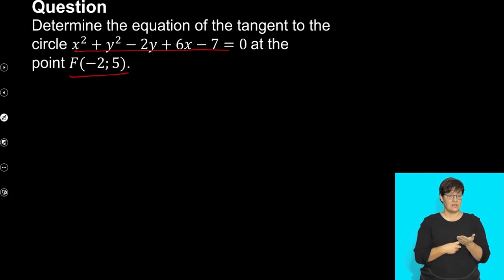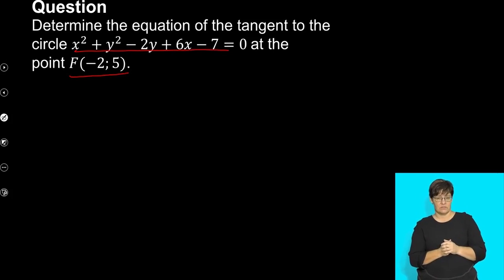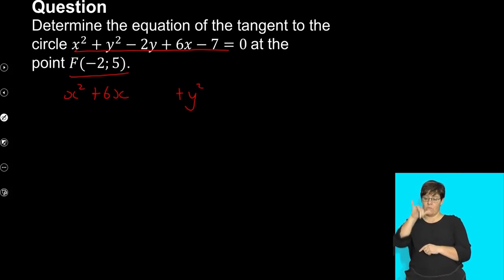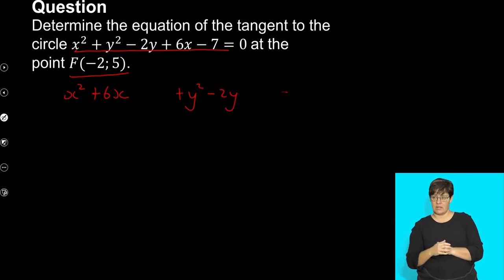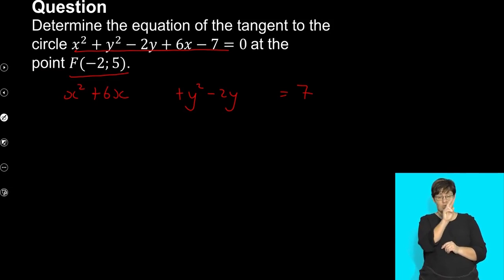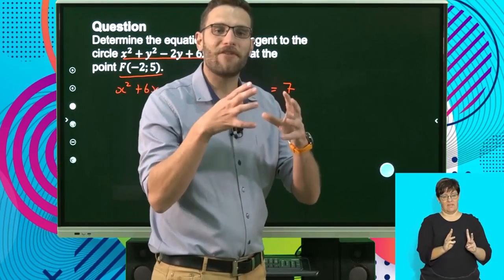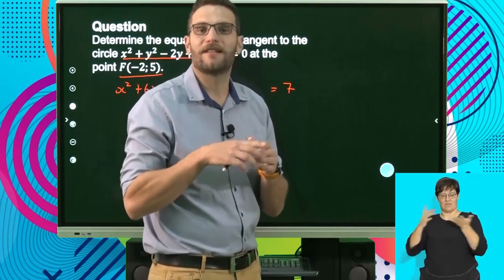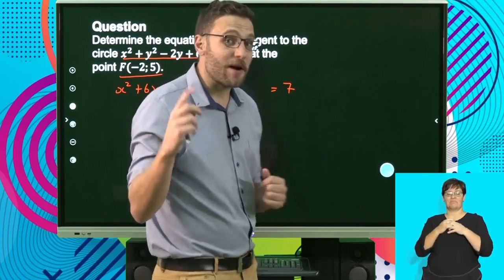Now, we discussed this when we spoke about circles, all right? But what I'm going to have to do here is complete the square. So I'm going to write it in a different order. I'm going to put the x's together. I'm going to put the y's together. And I'm going to go and complete the square. Why am I completing the square? So that I can get it in standard form, so that I can know where the center of the circle is, because once I have that, I can work out the gradient of my radius.